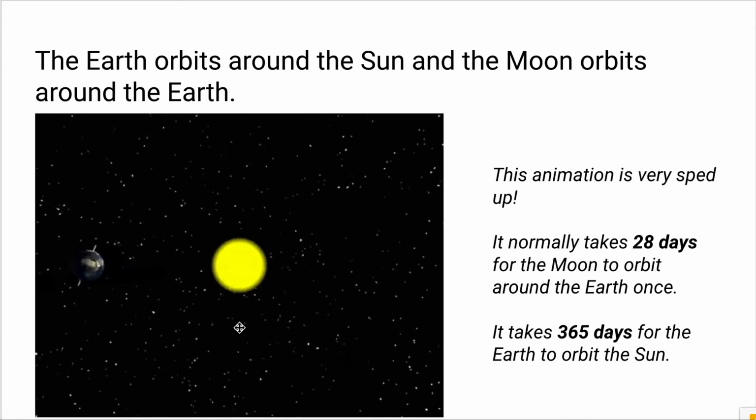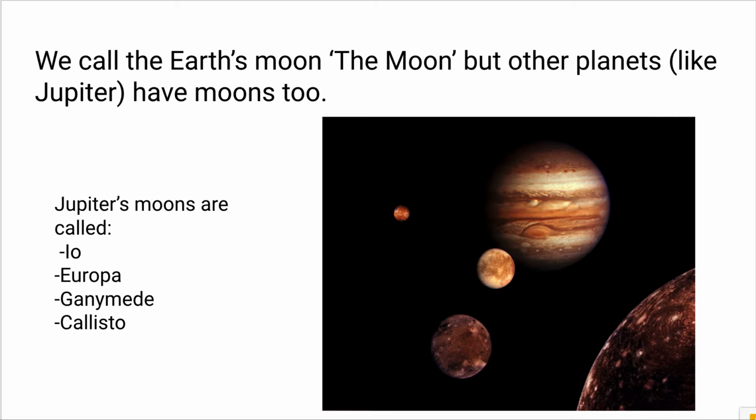This animation is very, very sped up. The Earth does not spin that quickly. It normally takes 28 days for the moon to orbit once around the Earth, and then it takes 365 days, or a year, for the Earth to orbit the sun. The Earth isn't the only planet to have a moon. Other planets like Jupiter have moons too.